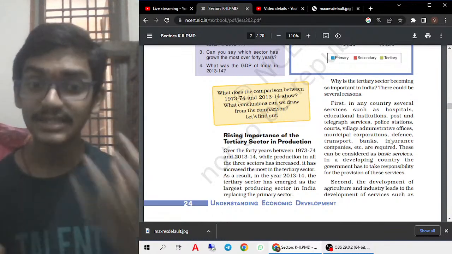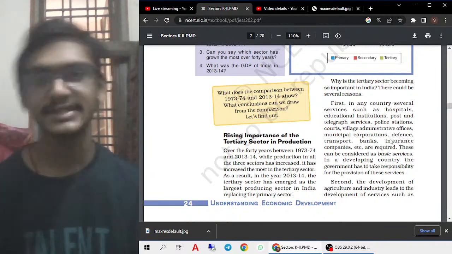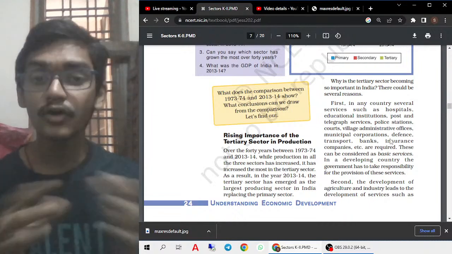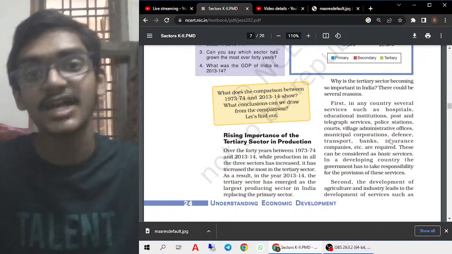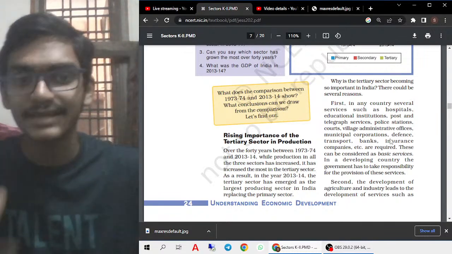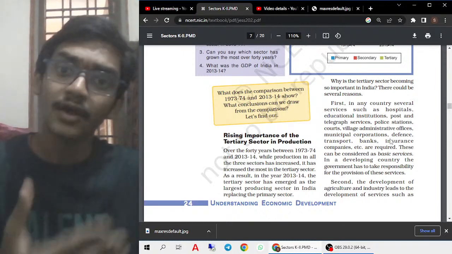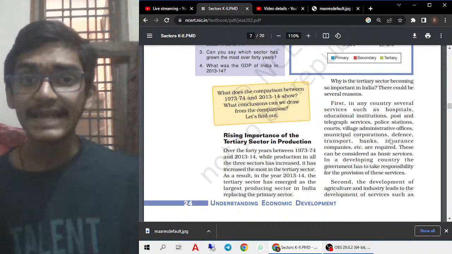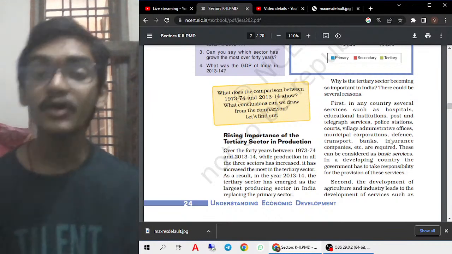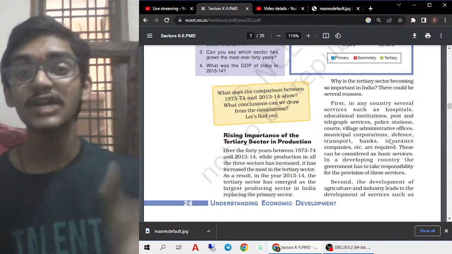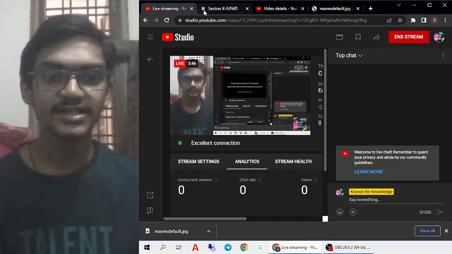Therefore, the growth of all these sectors together is seen as growth in the tertiary sector. When development takes place in fields like healthcare facilities, educational facilities, and commerce, the growth of all these fields is seen as growth in the tertiary sector also. Therefore, the tertiary sector provides all the basic services which help in the economic development of the country. That you must try to understand.